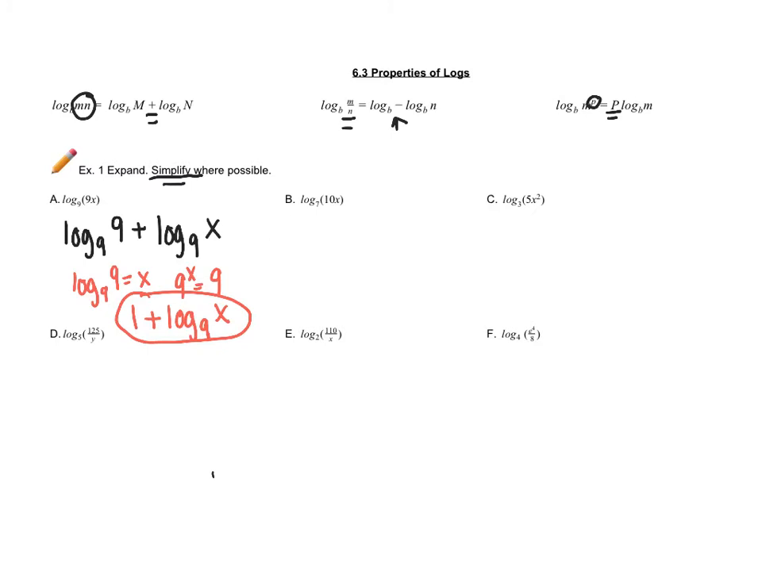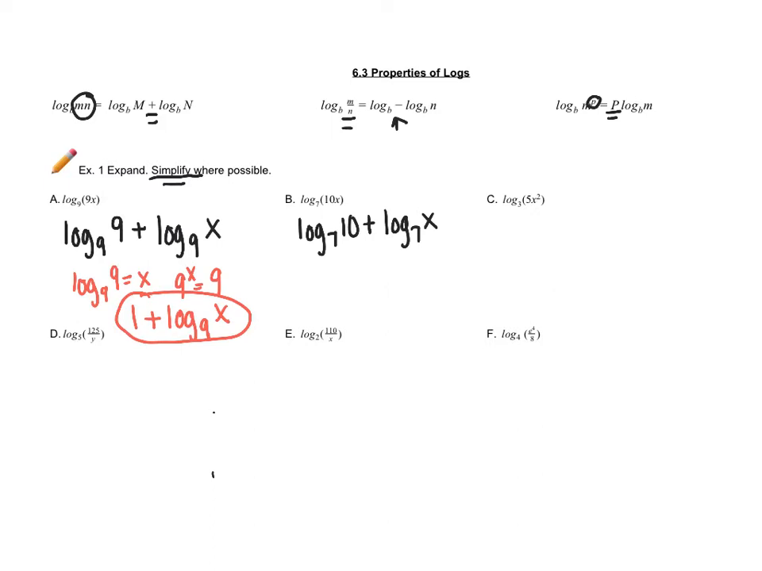So sometimes that can't happen, like example B. When I expand this, again, I see a 10 times an x. So I know that I'm going to expand this using that plus sign. Now, we know that 7 to no power is going to equal 10 and nothing with a variable. So that would be my final answer.